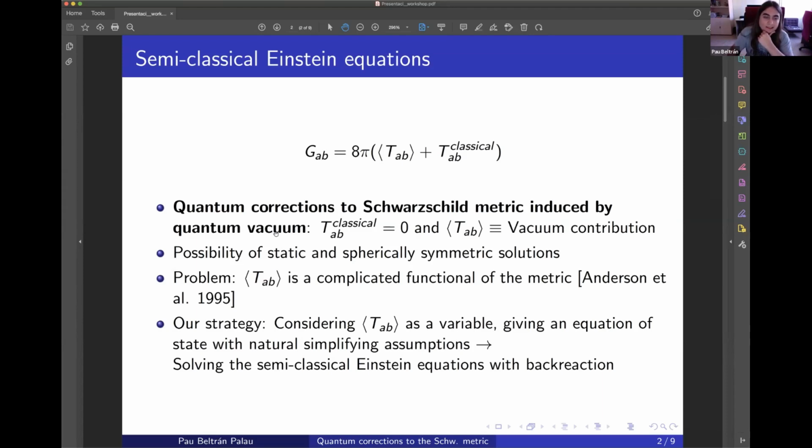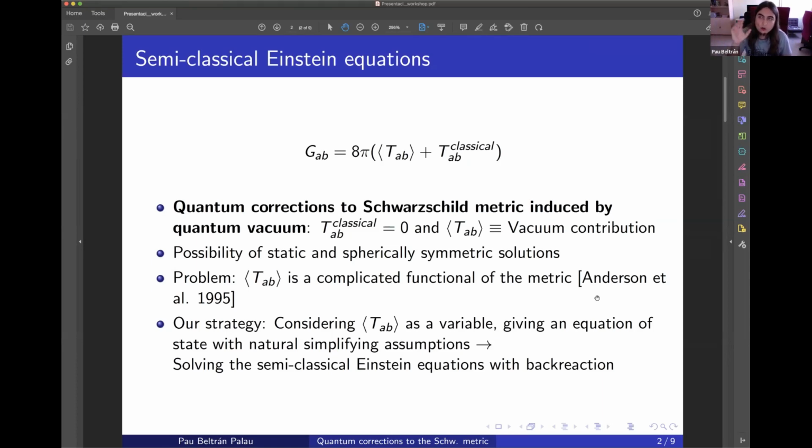So the problem is that the quantum part of the stress energy tensor is in general a complicated functional. And in particular for our case, this is the static and spherically symmetric solution. One can see the Anderson paper of 1995. And one can see that this is a very complicated functional of the metric, which includes third and fourth order derivatives and also a numerical part.